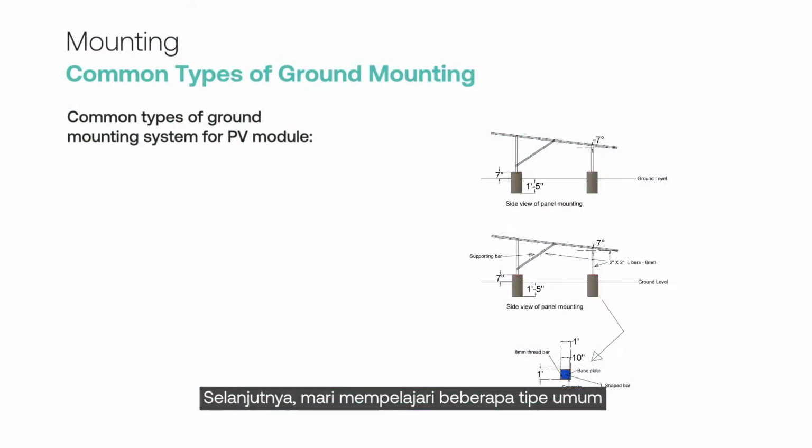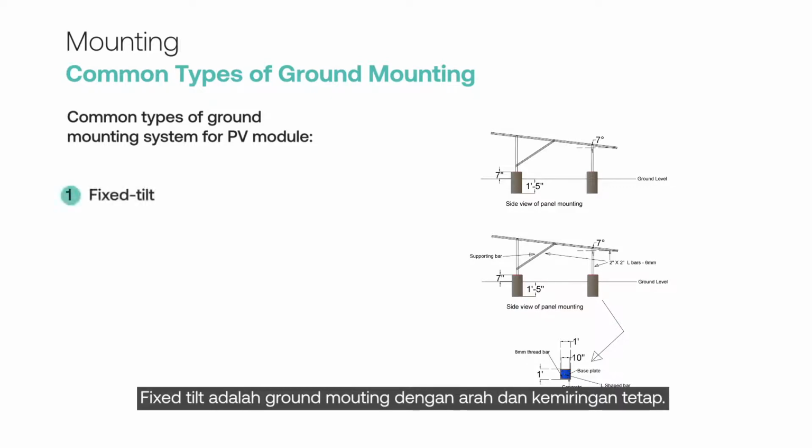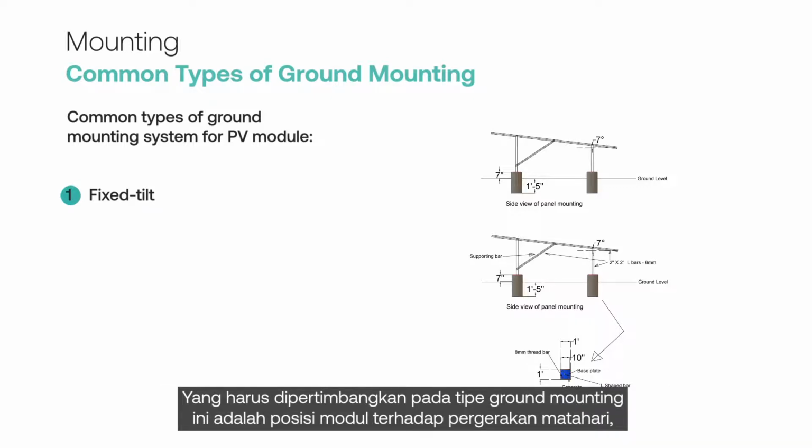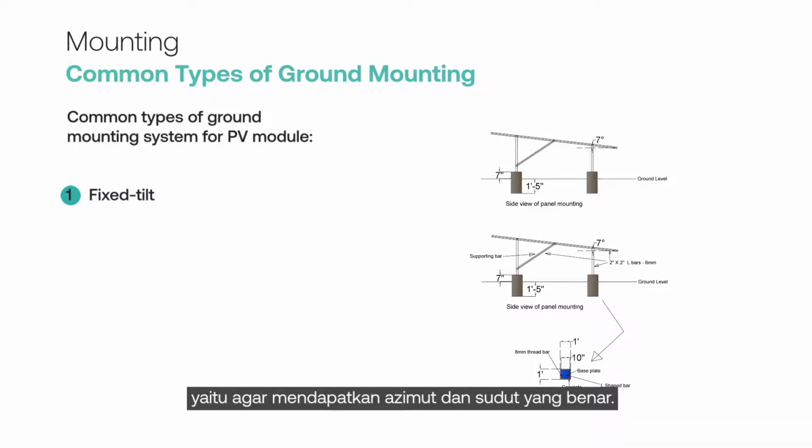Next, let us learn several common types of ground mounting system for PV module. Fixed tilt is ground mounting with fixed direction and tilt. What must be considered for this ground mounting type is the module position to the sun movement, as to get the right azimuth and angle. These two parameters can be obtained using simulation software such as PVSyst or PVSol.